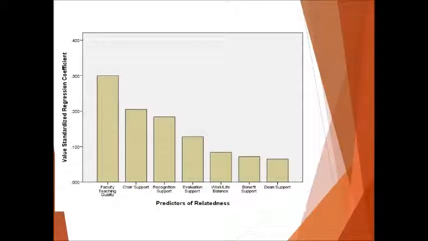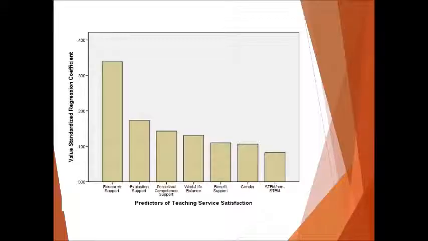That's pretty good. Bar chart kind of summary basically says that the key predictor of relatedness is faculty teaching quality. Chair support, thankfully, is positive here. So there we're doing something right. Recognition support's important. Dean support is significant and positive as well. Within this third model context, predictors of teaching service satisfaction, it's mainly research support by kind of a large margin. Gender matters here, and so does STEM.